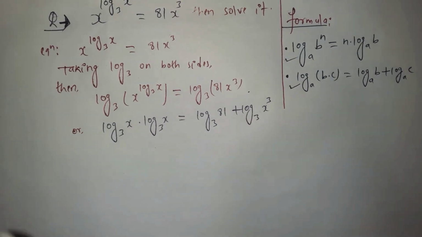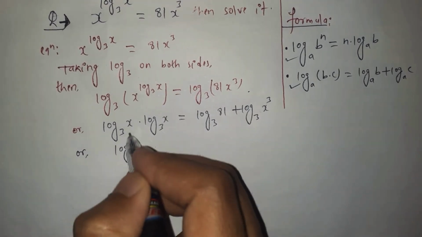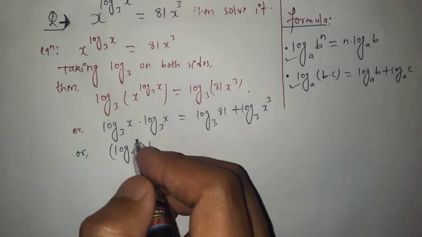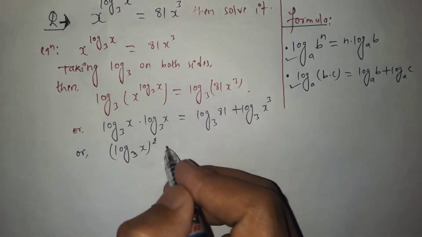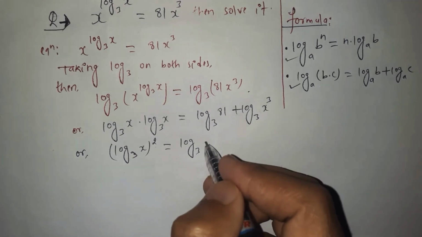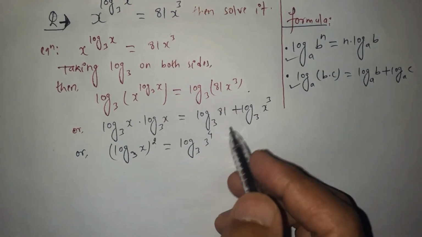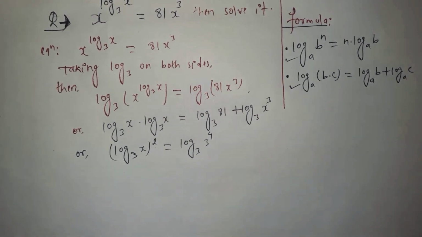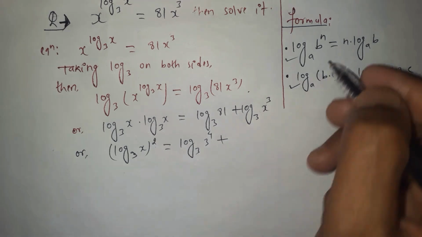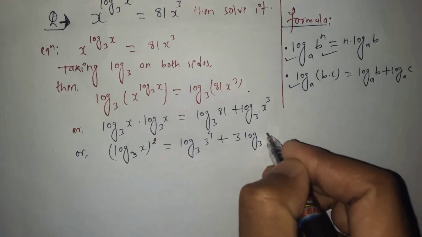Here we just use these two formulas on the left hand side as well as on the right hand side. And here the log with base 3 of x is multiplied by itself, so we can square it. Log base 3 of x squared is equal to log with base 3 of 81, and 81 can be written as 3 raised to the power 4. 3 raised to the power 4 is exactly 81, plus, and we can drop this power by using this formula. 3 comes in the front, 3 log with base 3 of the number x.